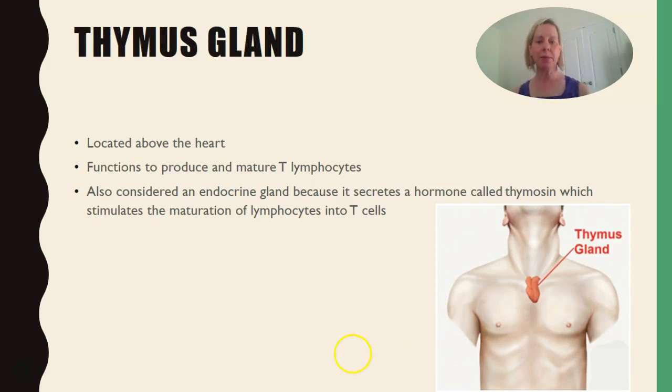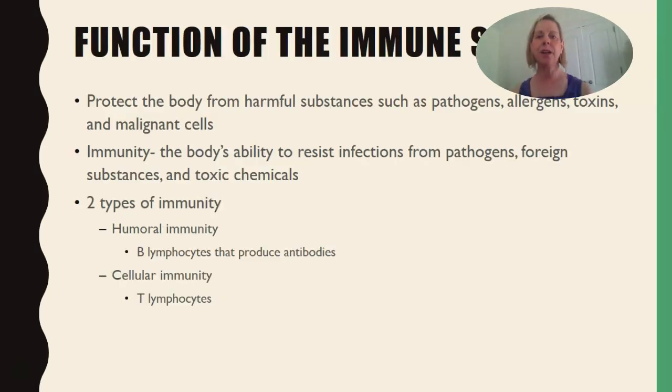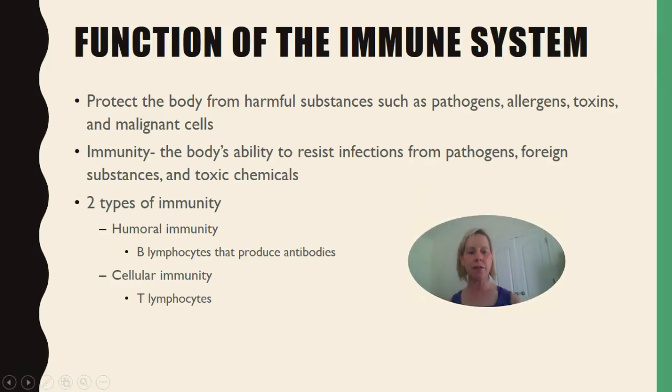There's also a thymus gland, and this is the one that is found in the chest region, really inferior to the thyroid gland that would sit right here. Thymosin helps to mature these T lymphocytes that we'll look at later as we study the immune system. The function of the immune system is to protect the body from harmful substances, and that could be things like pathogens, allergens, even malignant cells.